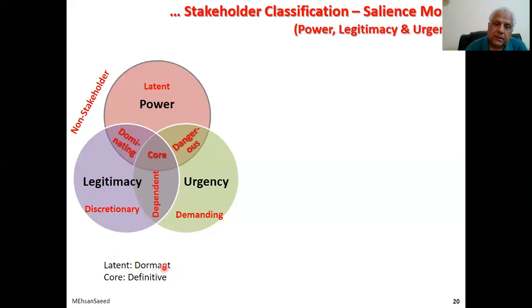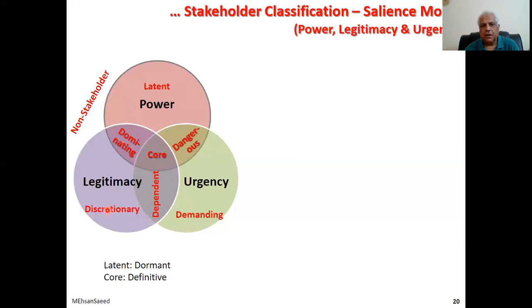And obviously, in this case, your strategy would be not to wake that. In the stakeholder cube, you are required to wake up that sleeping giant. Over here, do not wake him up. Do not provoke that sher who is in the jungle. And this core category is also referred to as definitive. And if you use these two terms, then you can see every category now starts with D. Dormant, dominating, definitive, dangerous, demanding, dependent, discretionary. So everything is now starting with D.